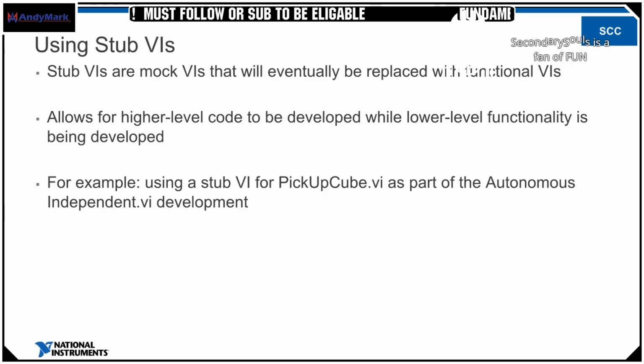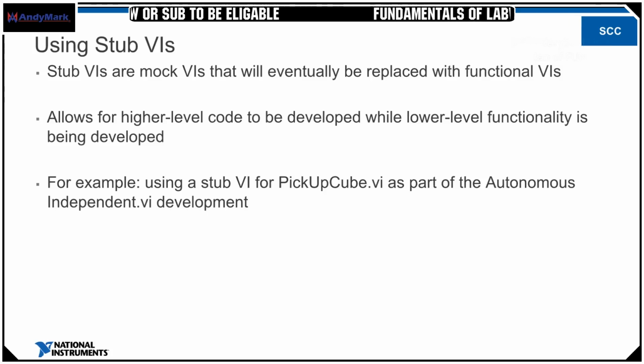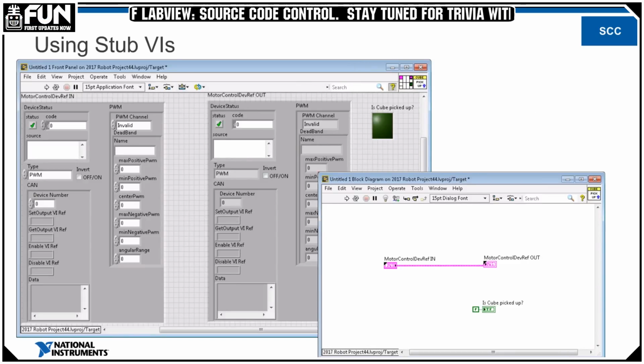You might not know if you're using pneumatics. You can develop the rest of the autonomous program without having these details. So if we look on this side here, you can see the front panel and the block diagram of what a Stub VI would look like.